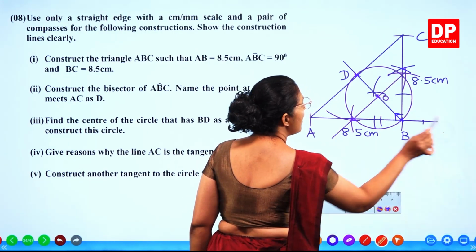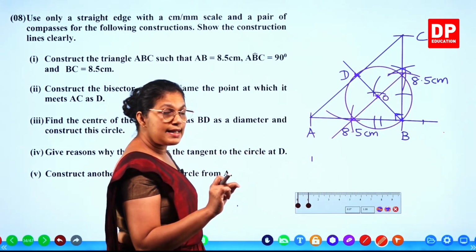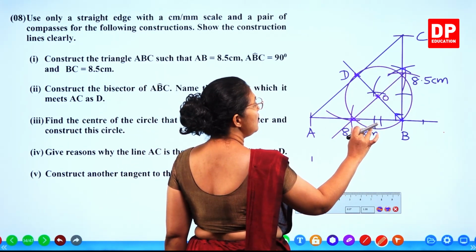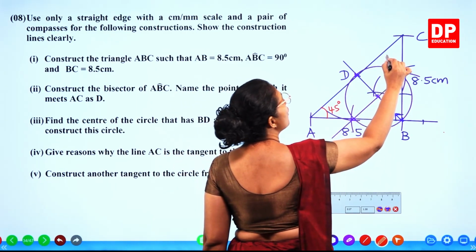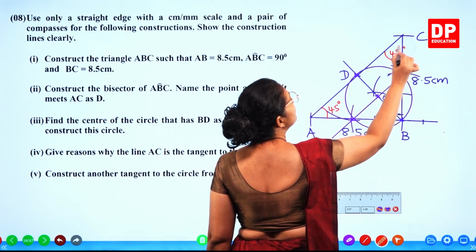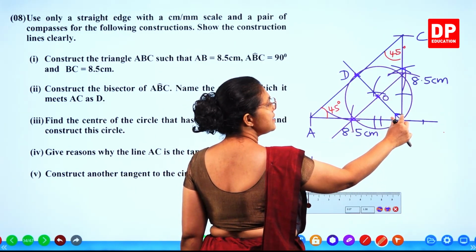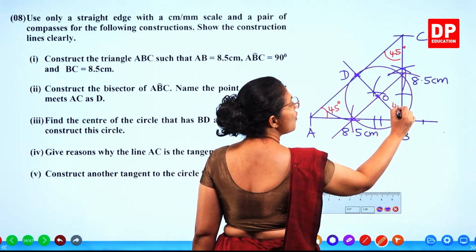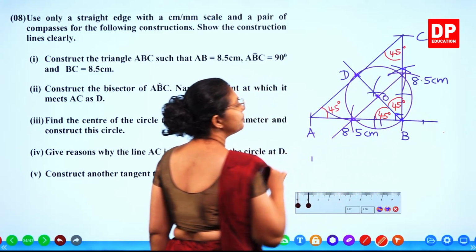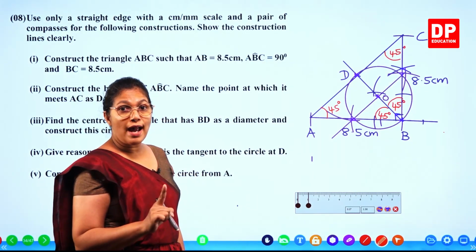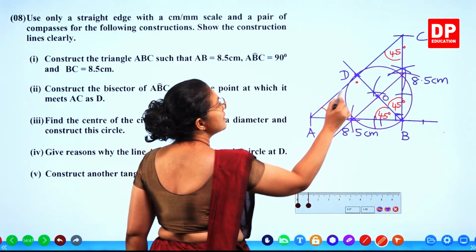I'll take another color to show clearly. Now we can see ABC is an isosceles triangle. Two lengths are equal. So that means this angle is 45 and this angle is 45. And we drew the angle bisector here, the 90 angle bisector. So this is 45 and this is 45. Now think about the ABD triangle. This is 45, this is 45. What is this angle? This is 90 degrees.